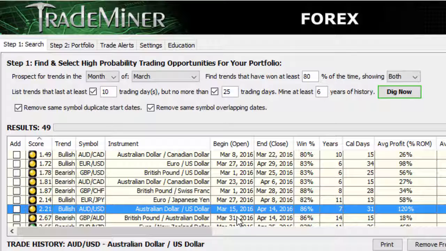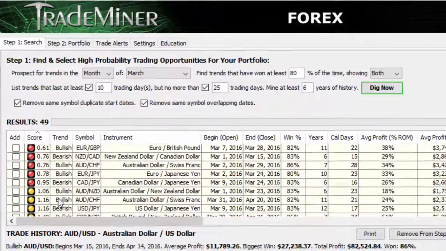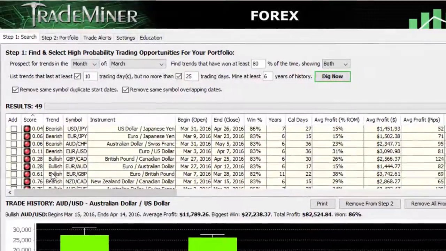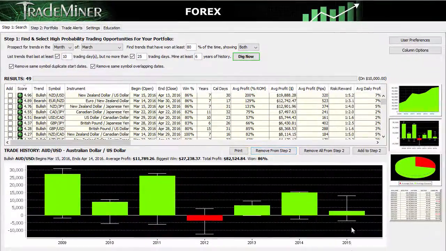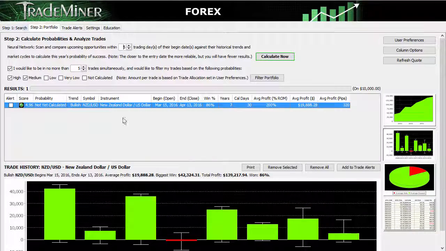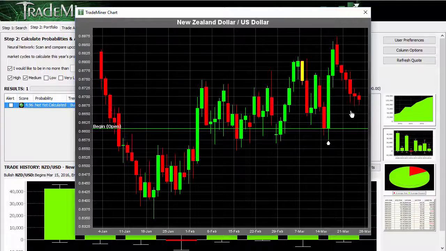And here's the Australian dollar against the US dollar from March 15th through April 5th through April 14th. Weekly bullish. You can see we don't have any real strong bullishness. Wait, what happened to my score? Hold on. And that added it over to the list. And now let's take a look at the chart. And there's the New Zealand dollar.